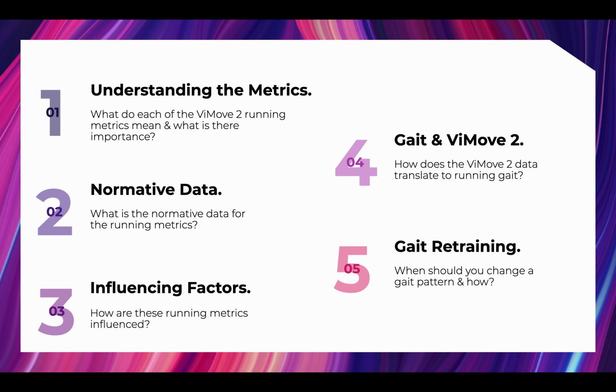So hopefully this webinar has given you a little bit more information. You now should understand the metrics, what each of the asymmetry index, ground reaction force, initial peak acceleration, ground contact time, and cadence all mean. We should understand as well what the normative data is for these. We should also understand what factors might influence ground reaction force, ground contact time, and initial peak acceleration.